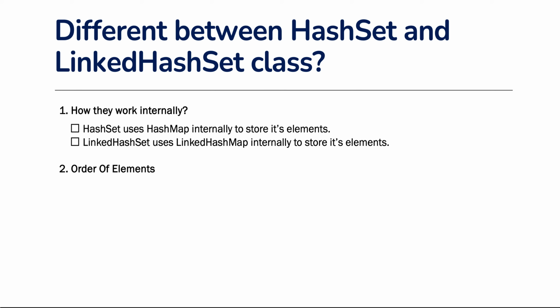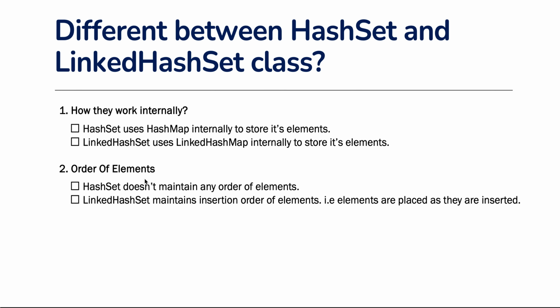The next term is the order of elements. We know that HashSet does not maintain any order of the elements because internally it uses the HashMap, but LinkedHashSet maintains the insertion order of the elements, that is, elements are placed as they are inserted. Because if you see, this works internally based on the hashing concept to store the element. The hash code can be anything for any element, and based on that it is going to store it randomly. But here it is mentioned LinkedHashSet. It means that it is also going to provide the linking between each hash code. So that's how LinkedHashSet maintains the insertion order.